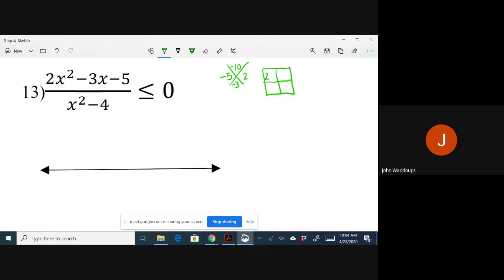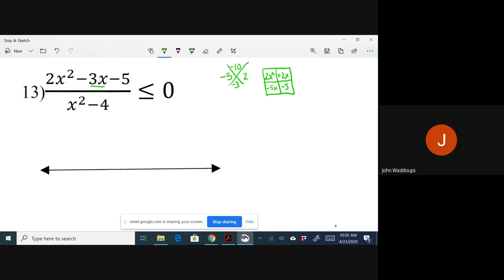And we put 2x squared here and negative 5 down in the right. And then negative 3x, that's our middle term, we're going to put that in the other two boxes using the numbers that we found. So I'll put plus 2x and minus 5x. Now, I could have put them in opposite order. It doesn't matter.